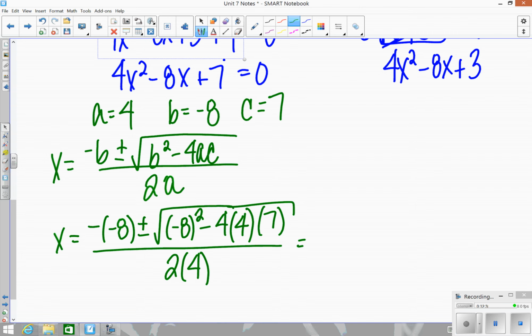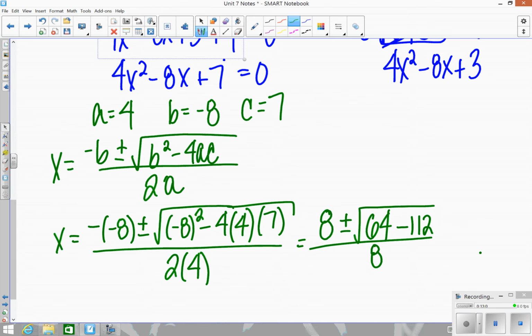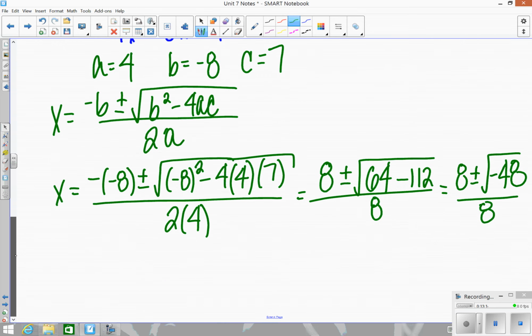So negative times negative 8 is going to be positive 8, plus or minus. We have 64. Remember, it should be a positive number if you're squaring a negative. It should always be positive. And then we have 4 times 4 times 7, so it's going to be minus 112 all over 8. And then we have 8 plus or minus. We simplify the numbers under the square root, so we get negative 48. So again, you should be thinking, okay, it's going to be an imaginary solution. Keep the 8 on the bottom.